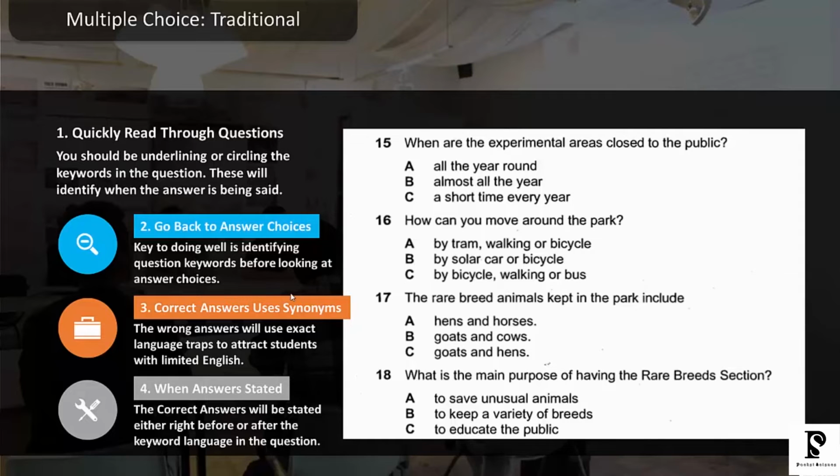Correct answers are going to use synonyms. The way it works is when they're having a conversation, they're going to say the answer, or if it's a solo presentation, they're going to say the keyword language from the question, and then they're going to say the answer, but they're going to use synonyms.